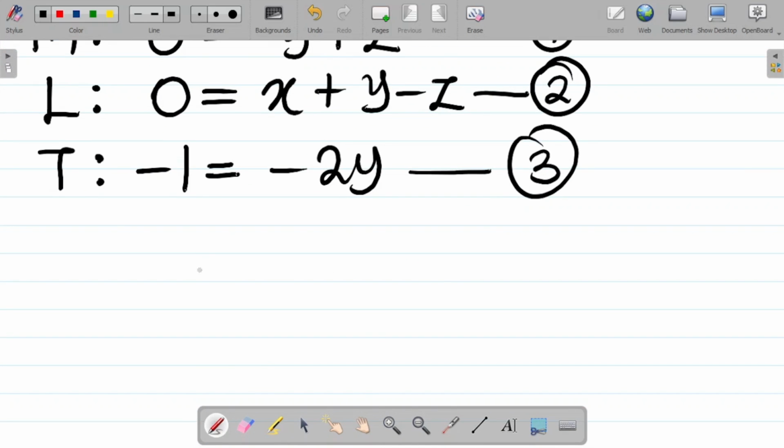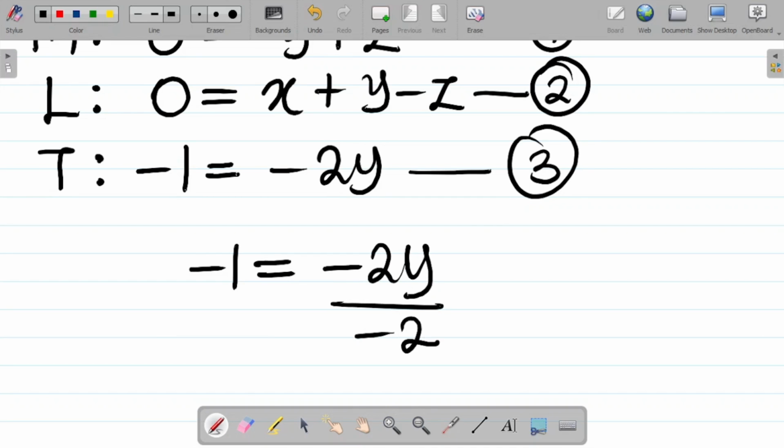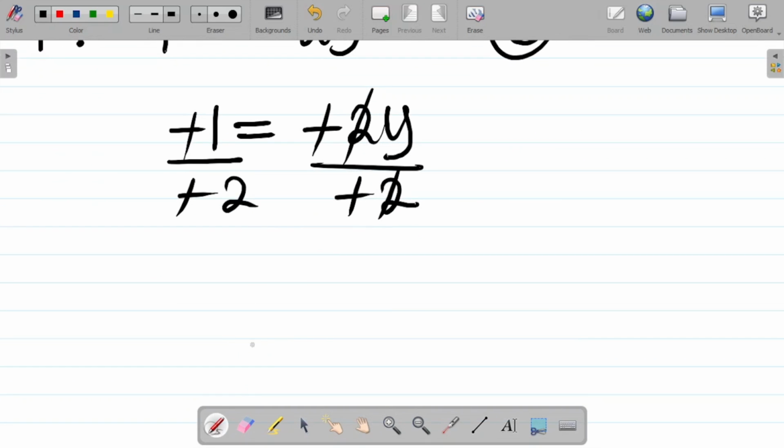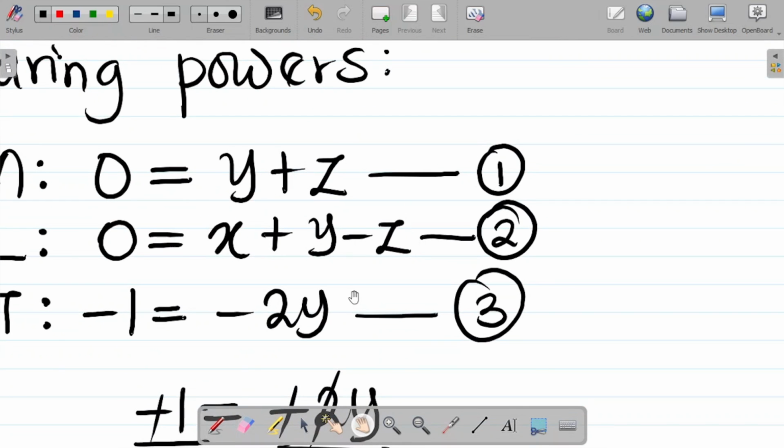From equation 3, we have that minus 1 is equal to minus 2y. To get y, I'll divide here by minus 2, divide here by minus 2, minus cancels minus, 2 cancels 2. You can see that y is equal to 1 over 2. Alright, y is 1 over 2. We've gotten the value of y. We can put y into equation 1 to get the value of z.